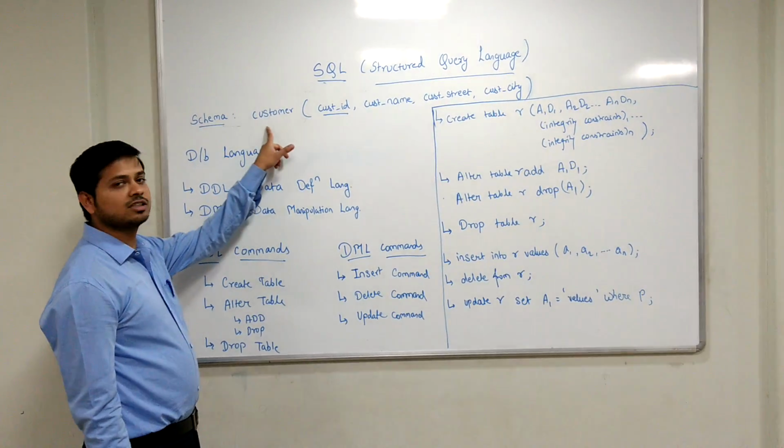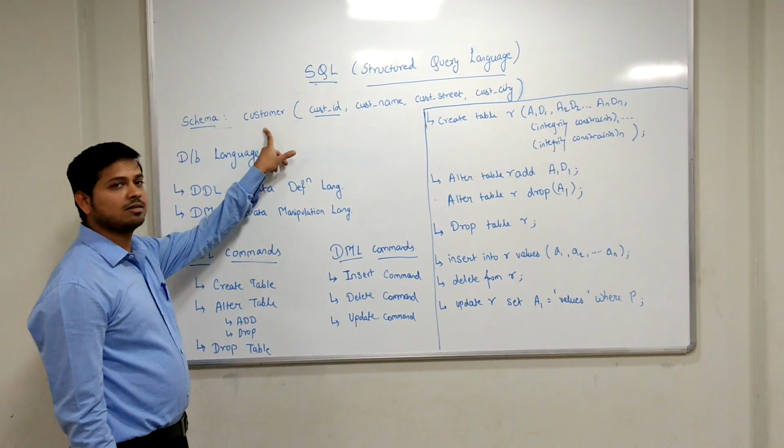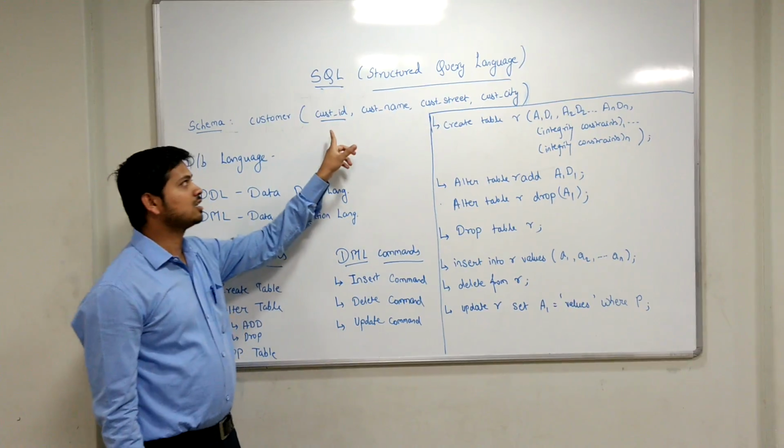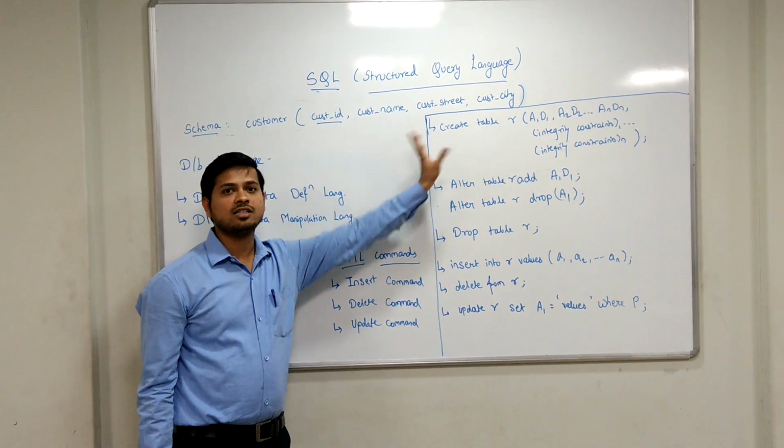First of all, here is the schema for the example. Customer is the relation name, and there are 4 attributes in the customer relation: customer ID, name, street and city.